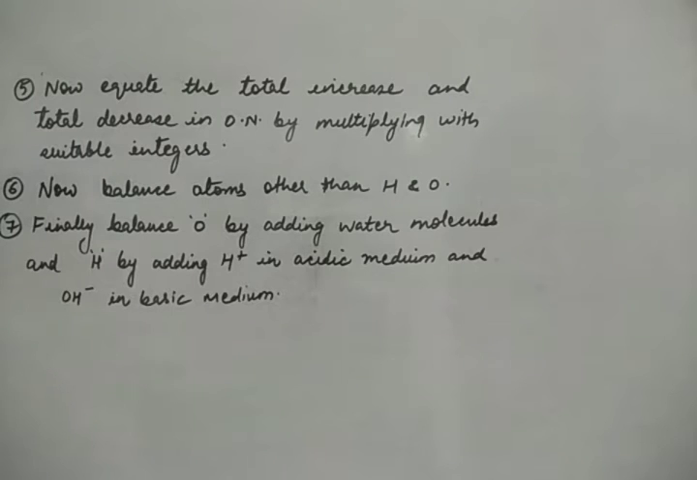So these are the rules regarding the balancing of a redox equation by the oxidation number method. But this method will become more clear when we take some examples. So we are taking a few examples in acidic medium and a few examples in basic medium.